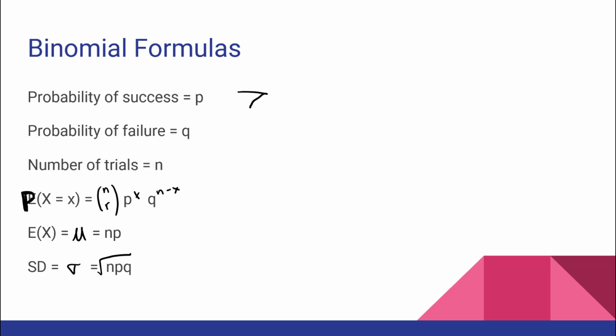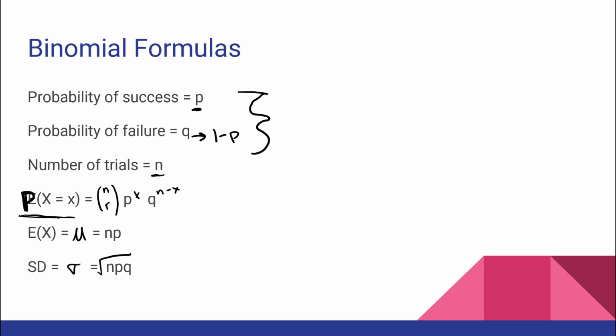Our P and Q are still the same. We have our probability of success as P and our probability of failure as Q, which is equal to 1 minus P again. We have a new number here, which is N. N is our total number of trials. So how many trials are we going to look at in our binomial model and count successes from?